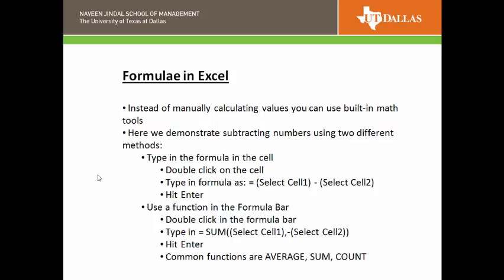Let's follow the steps. Double click in the formula bar. Then type in equal to sum, select cell 1, comma, minus, select cell 2. As in the first case, cell 1 and cell 2 are the cells containing numbers which we would like to subtract. Then hit enter. I will show this with the help of a simple example.